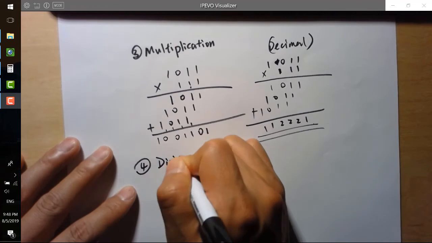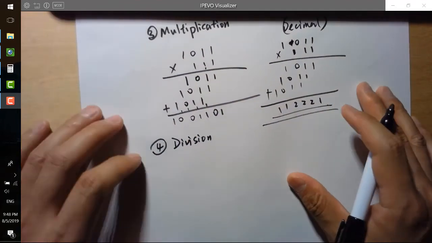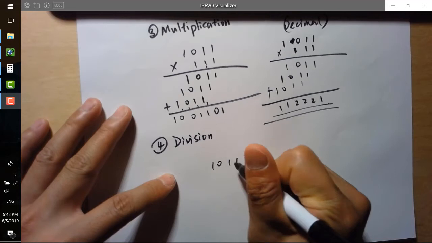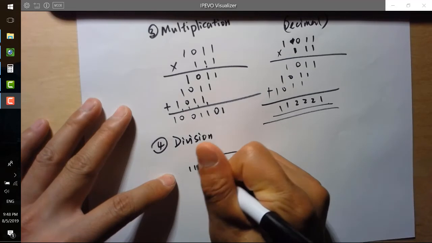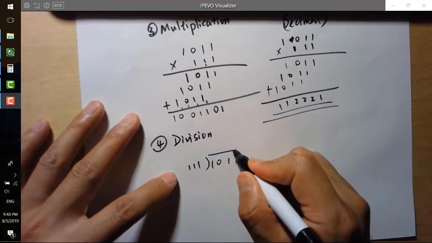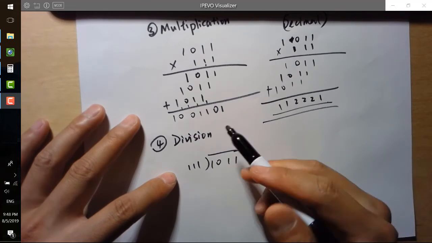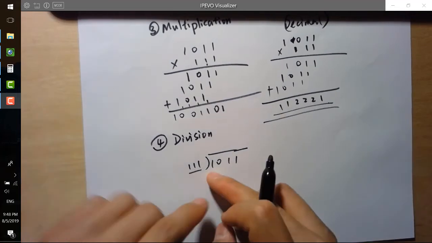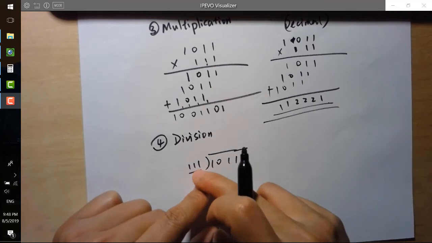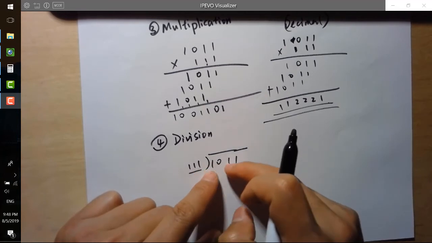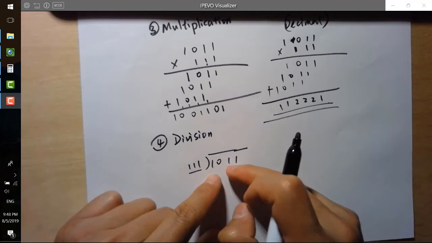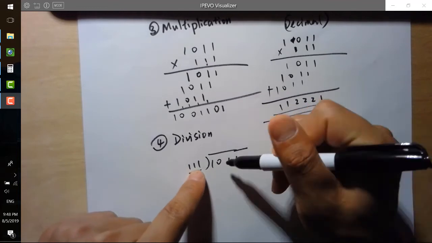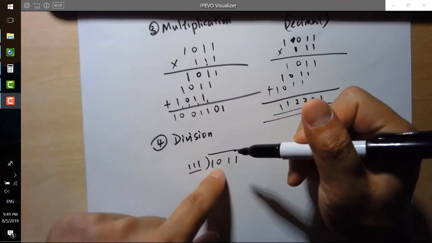Division. Let's take a look at the example first. For example, 1011 divided by 111. Okay. So we are trying to divide this number by this smaller number. You are trying to look at from the left to the right first. So you want to look at 101 first, right? But the problem is 101 cannot be divided by 111. It's smaller than that. So that's why we need to use the entire 4 digits here.